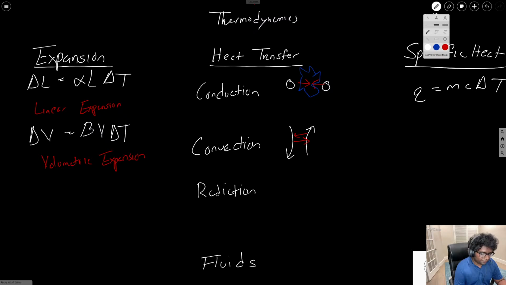And radiation, transfer of energy by electromagnetic waves. I don't have a cool way to draw that out. It's just EM waves. Sorry guys, I know you love my drawings. Just kidding. So with that being said, we can move forward to specific heat.